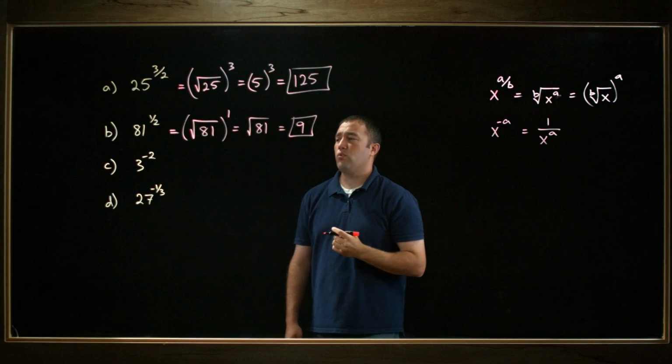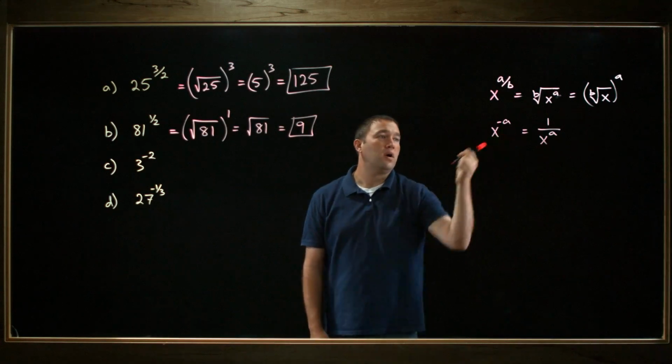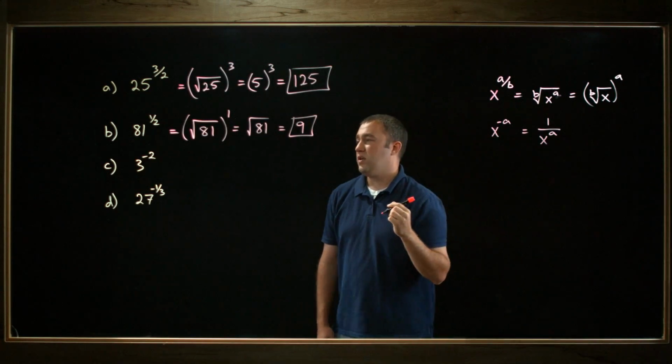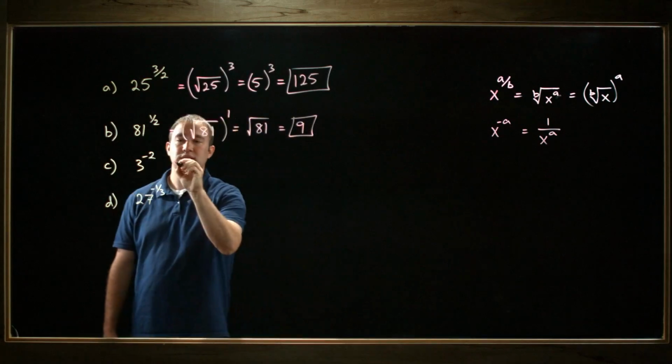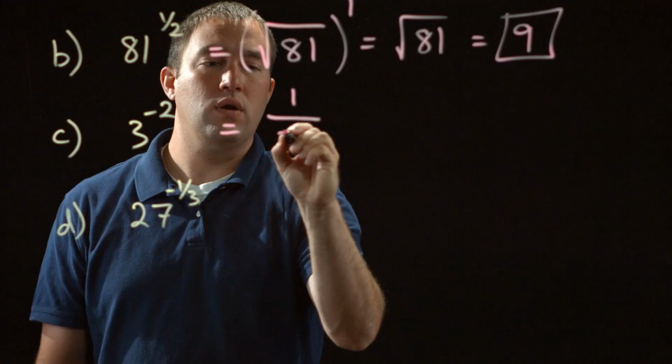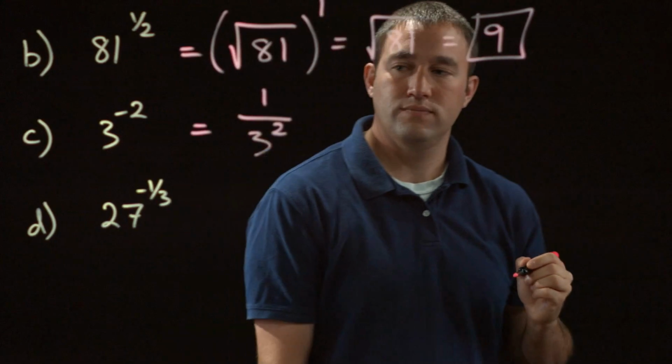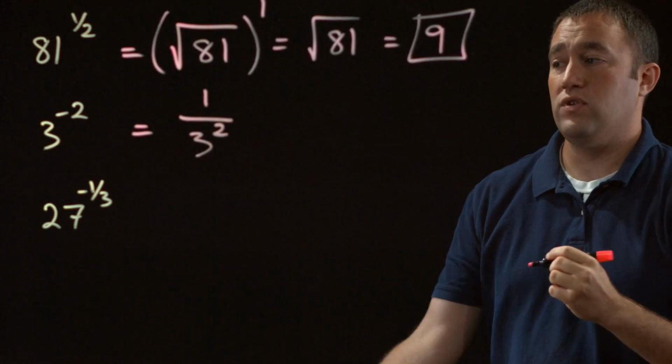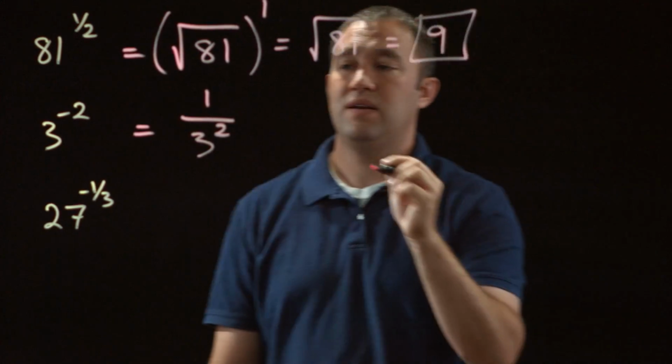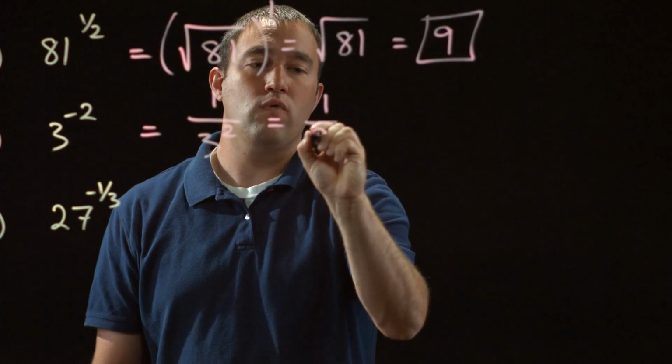Okay, the next one, 3 to the negative 2. So we've got to know our negative rules for exponents. 3 to the negative 2 I could rewrite as 1 over 3 squared. Once I have it in that form, all I have to do is know what 3 squared is, which is 9. So this is 1 over 9.